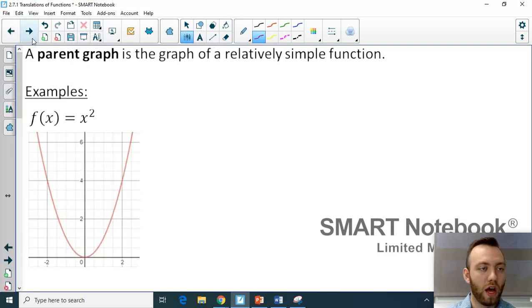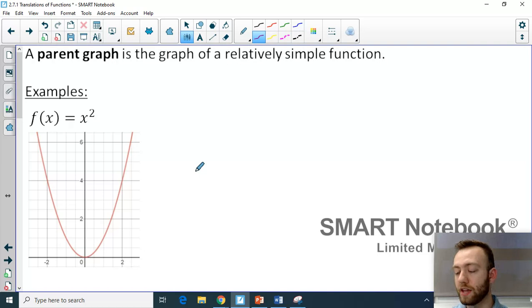That's just a quick reminder. And so a parent graph is just the graph of a relatively simple function. When I say simple function, I just mean something that looks somewhat nice and is basic, like we don't have any extra things going on. So f of x equals x squared would be a good example of a parent function because we have this nice graph here. And (0, 0) is a nice point. It looks pretty symmetrical. We don't have like +5 or anything in parentheses or anything too crazy going on. It's just f of x equals x squared. So that would be a good parent graph.